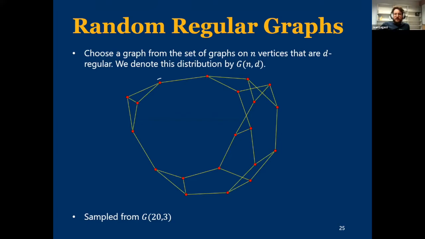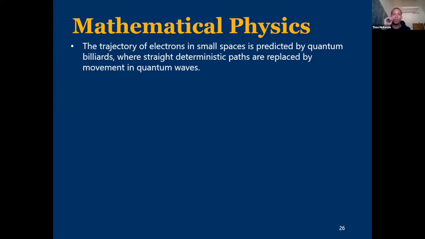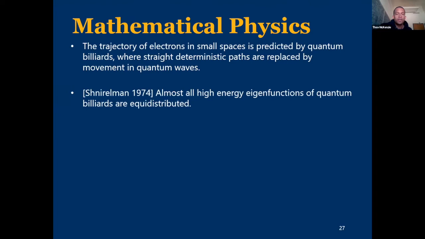Yeah, sorry, uniformly. Let me shift gears a little bit and talk about another reason why we're interested in this problem for this specific model, the random regular graph. The motivation comes from mathematical physics and the idea of quantum billiards. There's this famous result of Shnirelman, who showed that in this quantum billiard system, almost all high energy eigenfunctions are equidistributed. Once again, I'm going to be a little bit big picture here.